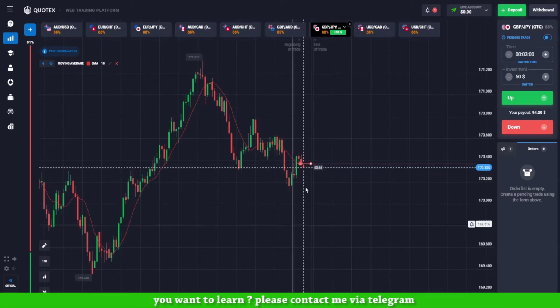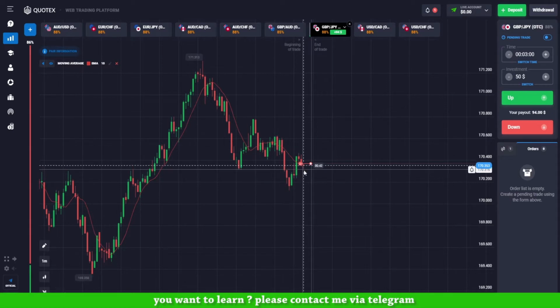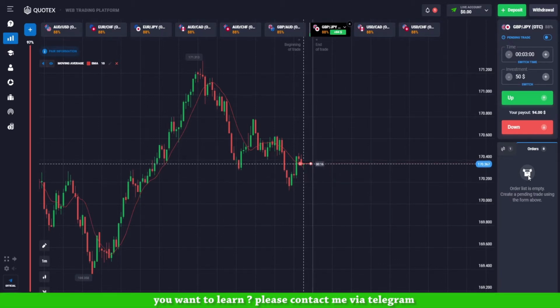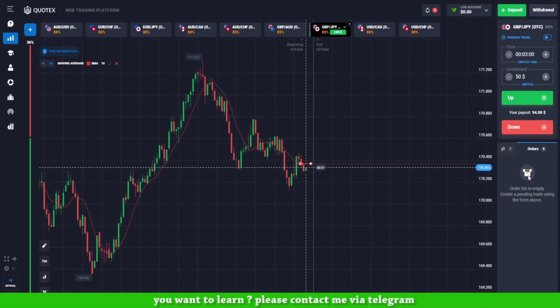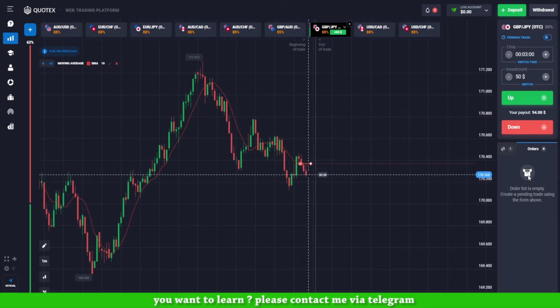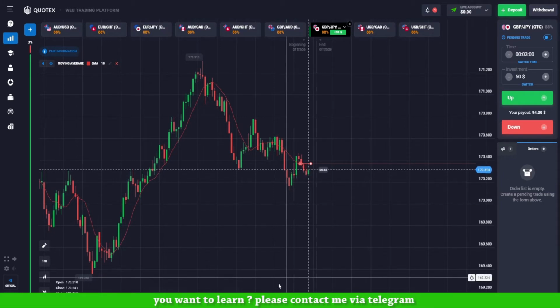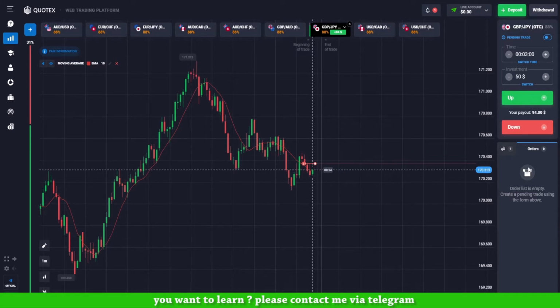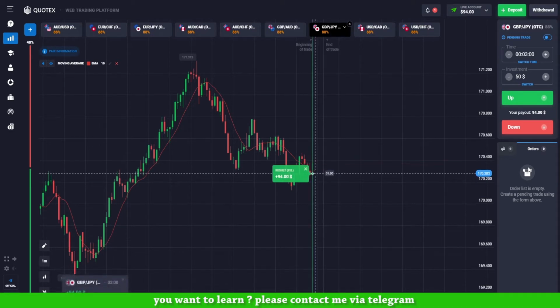Okay guys, here I open a down position for 3 minutes because I see this candle will break out of the previous candle, and I just entry full margin. Okay guys, I profit here.